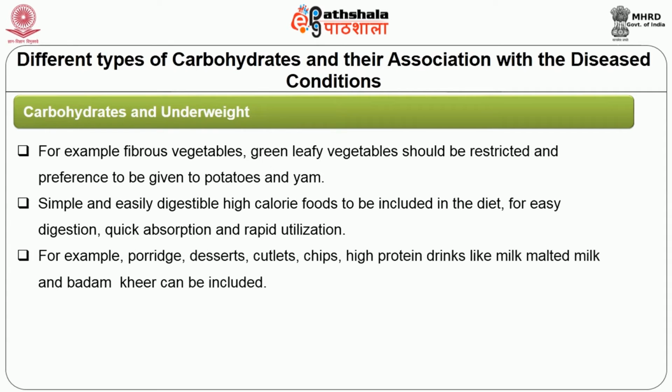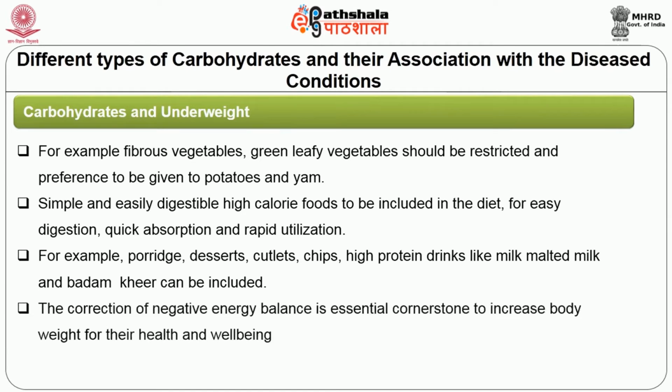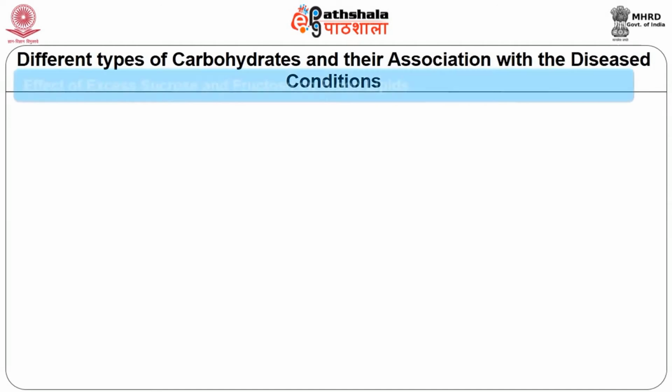For example, porridge, desserts, cutlets, chips, and high protein drinks like milk, malted milk and badam ghee can be included. The correction of negative energy balance is an essential cornerstone to increase body weight for their health and well-being.